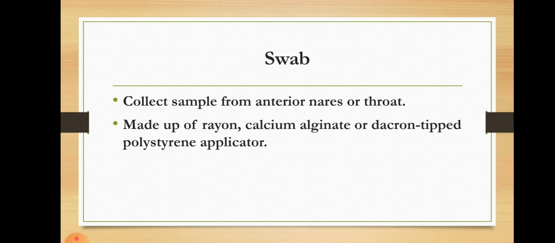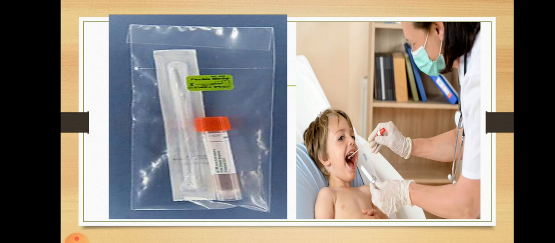Swab. A sterile swab is the most common method used to collect samples from the anterior nares or throat of a patient. A sterile swab is a rayon, calcium alginate, or Dacron tipped polystyrene applicator. Manufacturers of swabs have their own unique container design and instructions for proper use. For example, commercial manufacturers produce swabs in this fashion.